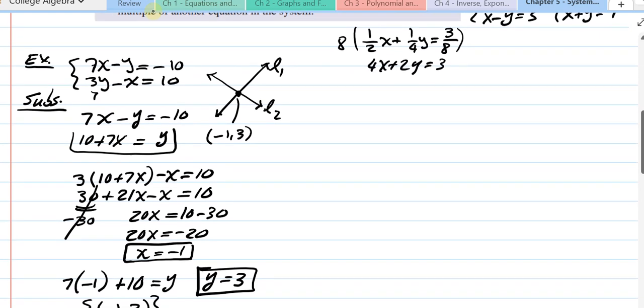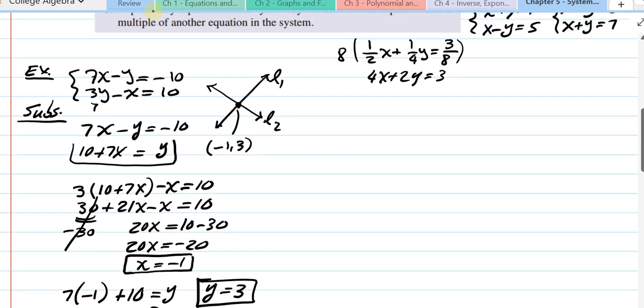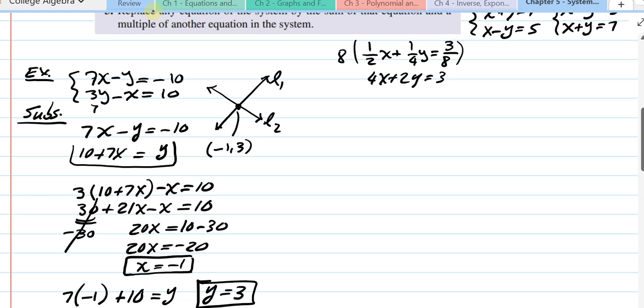So there you have it. An example of a system that is consistent and it has one solution. The requirement for consistency, by the way, is to have at least one solution. That's why dependent systems, the ones with infinite solutions, are also consistent. All right. Let's take a look at another one.